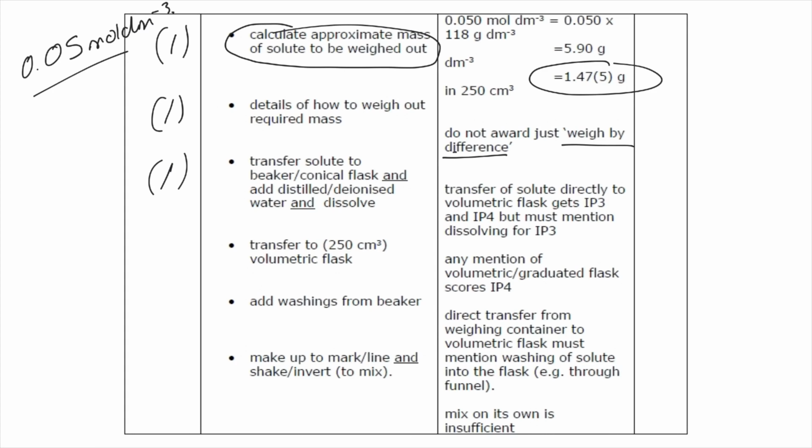Transfer of solute directly to a volumetric flask gets marking points 3 and 4, but must mention dissolving for marking point 3. It's better to do it into a beaker first. Then you're going to transfer it to a volumetric flask. Then you're going to add washings from the beaker. And then the final one, which is one that's often forgotten, is make it up to the mark and shake to mix.